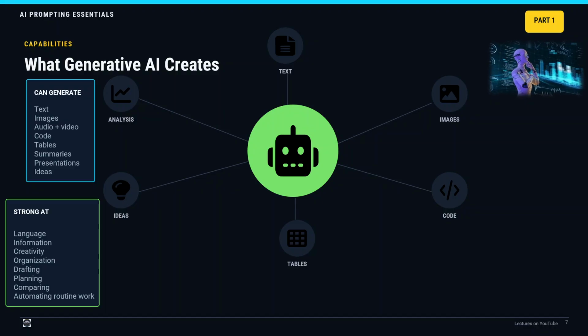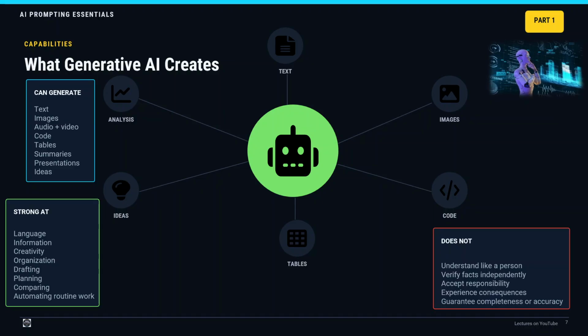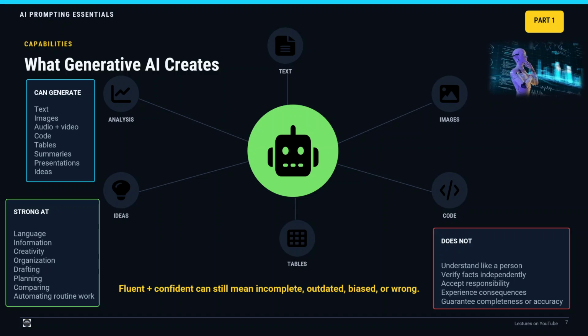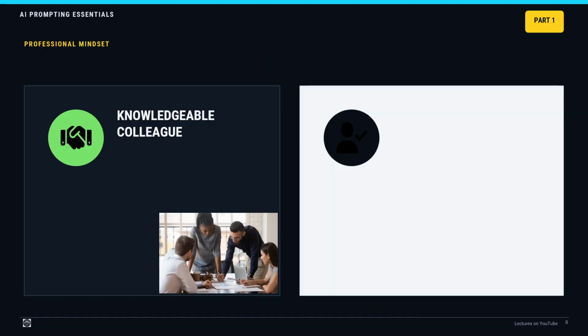and automate repetitive work. But generative AI does not know information in the same way a human expert does. It predicts likely responses based on patterns. It does not independently understand, reason, verify facts, accept responsibility, or experience the real-world consequences of its advice in the way people do. That is why an AI response may be fluent, detailed, and completely confident and still be incomplete, outdated, biased, or incorrect. A useful way to think about AI is as a knowledgeable colleague.